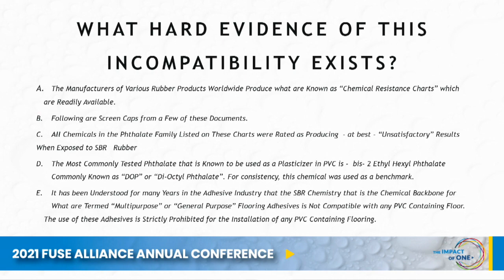That's dioctyl phthalate. That's an 8-carbon alcohol that is esterified with something called phthalic anhydride. Okay, that's my chemistry lesson for the day. We'll do more of that later. Anyway, for consistency, what I did was go to this chemical on each one of the charts and look at what the results were when that chemical was exposed to SBR rubber. This is vulcanized SBR rubber.